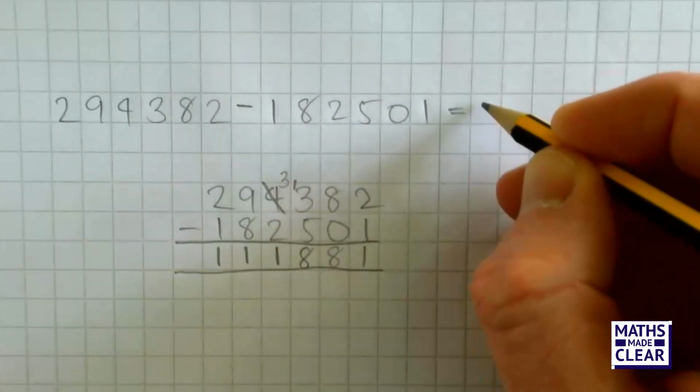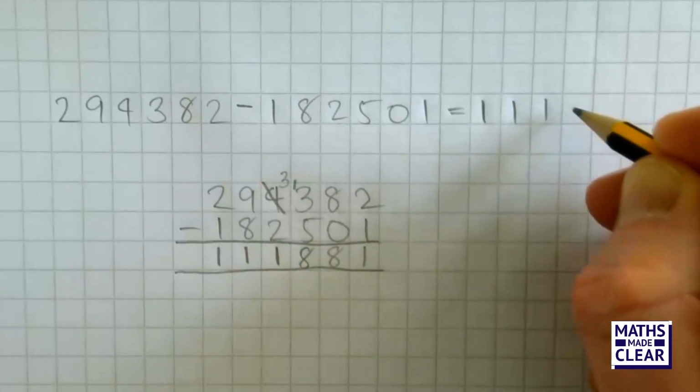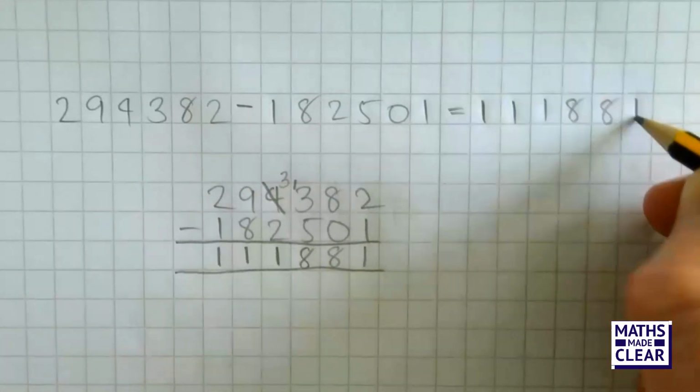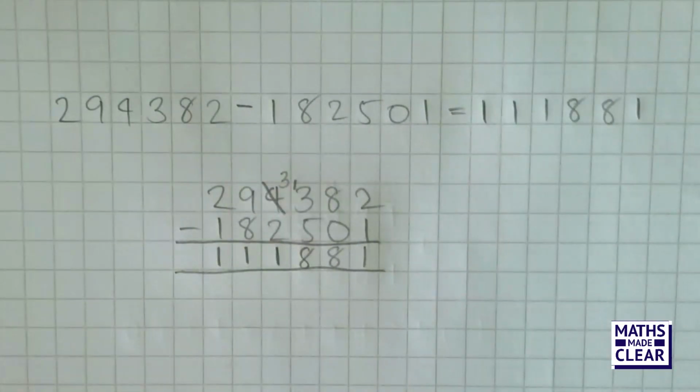So, as we can see, 294,382 take away 182,501 equals 111,881. Goodness, that was difficult to say. But it seems like a massive number, but actually just using that method makes things much easier.